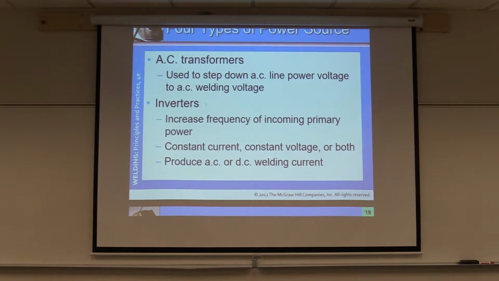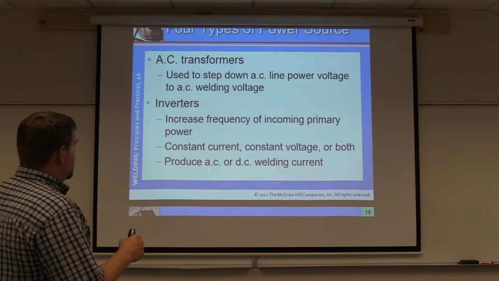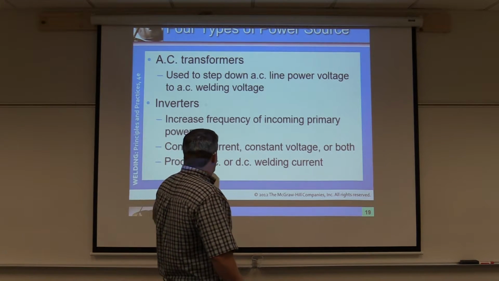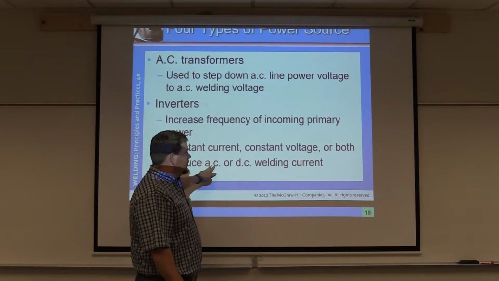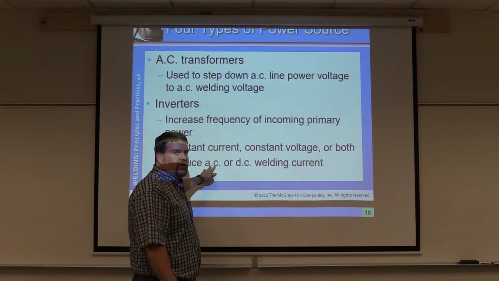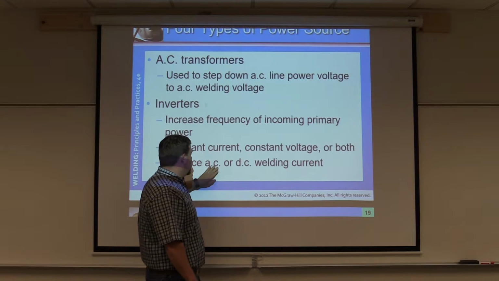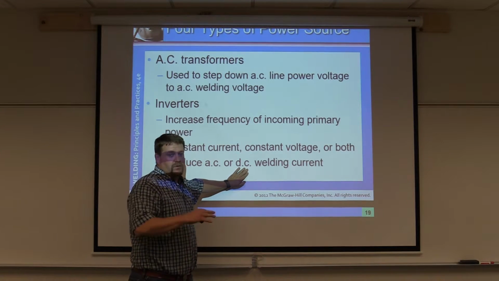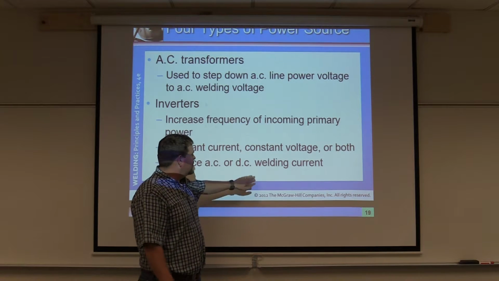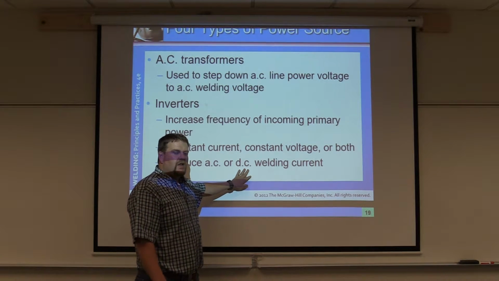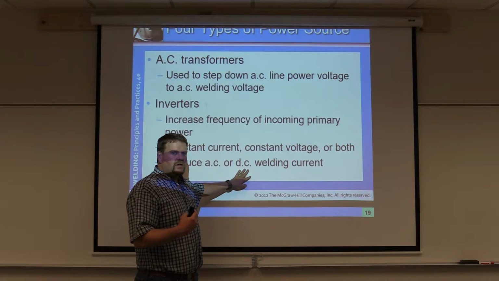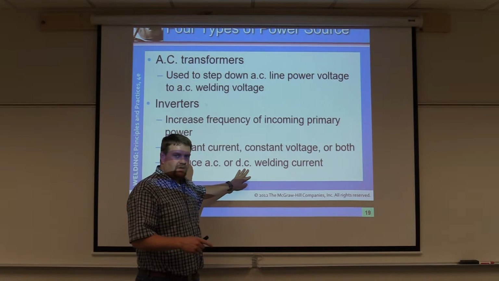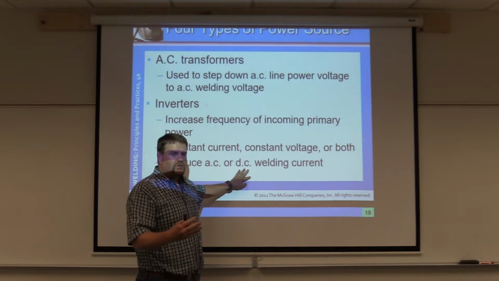You can find them in constant current, constant voltage, or both. They produce AC or DC welding current. Now not all of them. Let's explain this a little better. You can get them that can produce an AC or a DC. You can get machines that will produce both. But a lot of times when you're looking at machines like that, they're going to bring the AC line voltage in, convert it to a DC welding current, and that's what you're going to weld with.